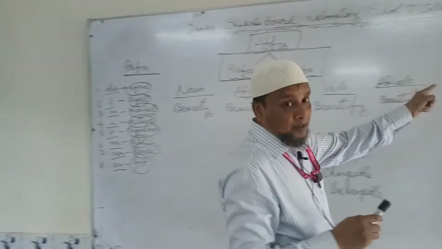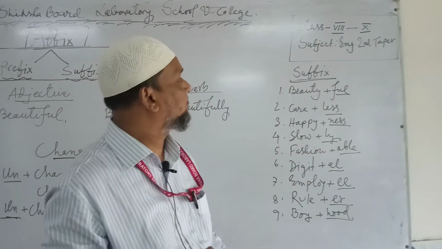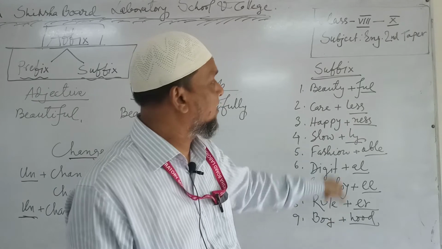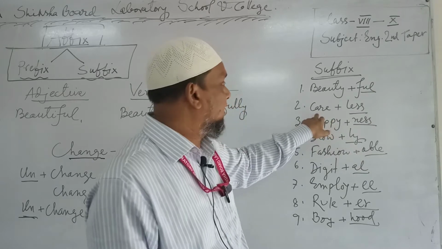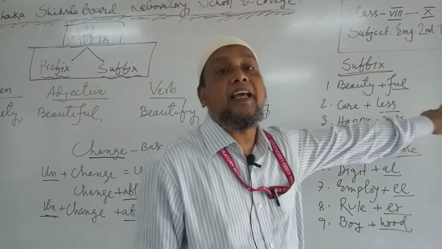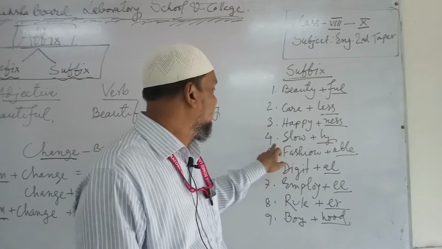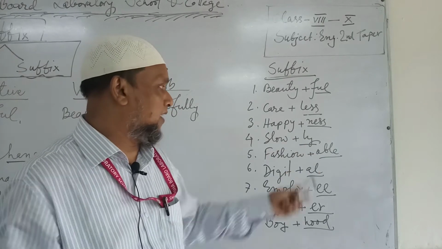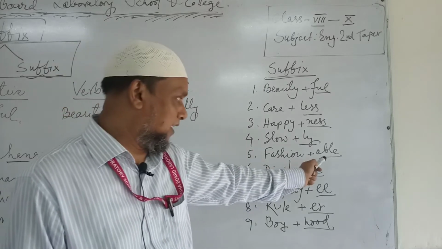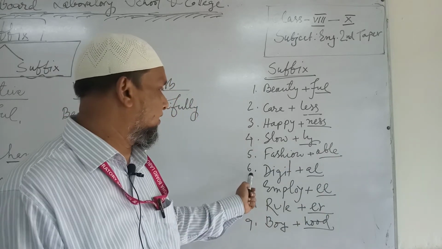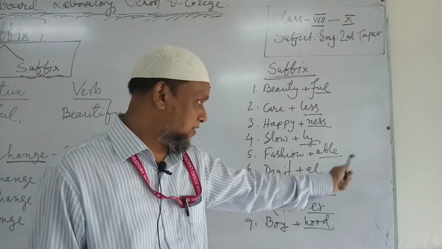Now, here there is suffix. There are some words you can follow. The first one is beauty. If I add full, the word becomes beautiful. Then care. If I add less, then careless. Then the word is happy. If I add ness, then happiness. Then the word is slow. If I add ly, then the word becomes slowly. Then the word is fashion. If I add able, the word is fashionable. Then the word is digit. If I add al, the word becomes digital.